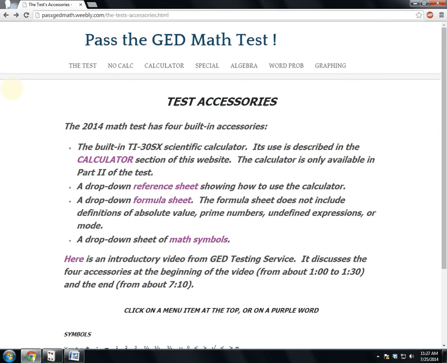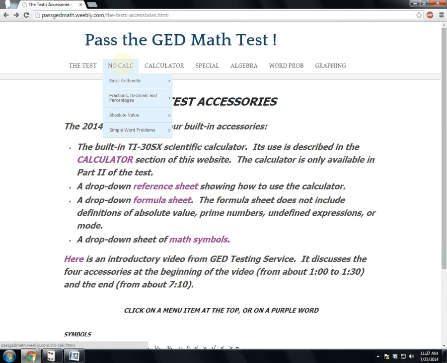Now the recipe for getting the 150 points and the skills or ingredients you need to follow the recipe are, of course, in the other 6 sections of the website: no calc, calculator, and so forth. So let's look more closely at the no calc section. You can see there are 4 pages, and these pages recognize that in part 1 of the test, the first 5 questions out of 46, you will have no calculator available. You'll have to do some basic math by hand.